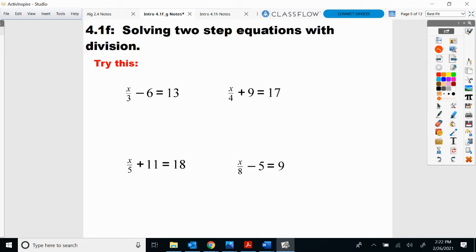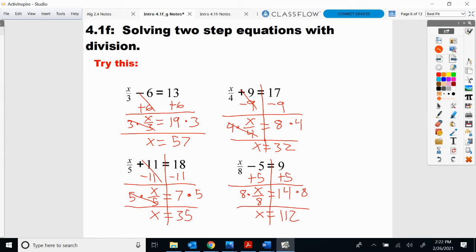All right, let's take a look and see what you guys got, how you guys did for these ones here. Okay, so here's your first one. You would get x equals 57. So you're going to add 6 and then multiply by 3. This problem over here, first you're going to subtract 9. Okay, and then after that you're going to multiply by 4. So you're going to end up with x is equal to 32.